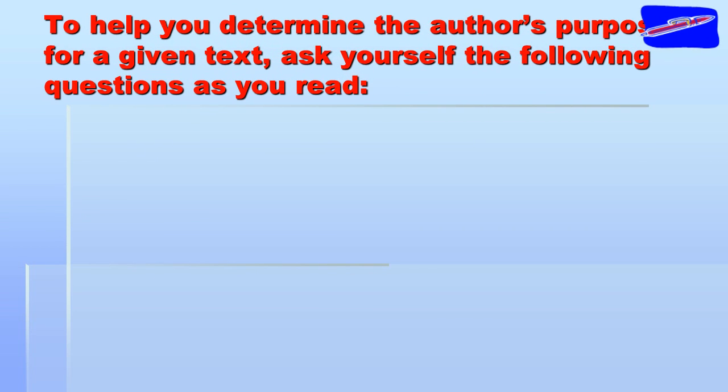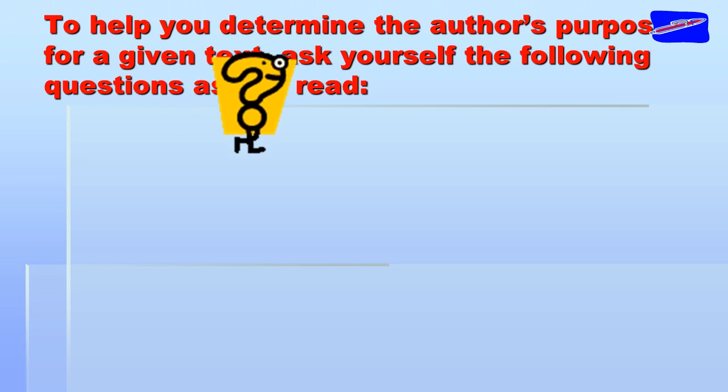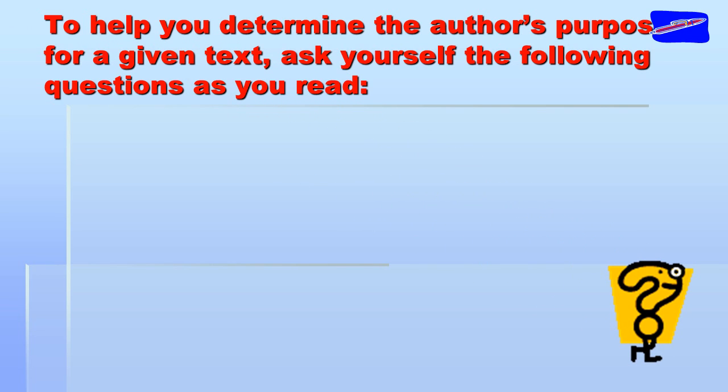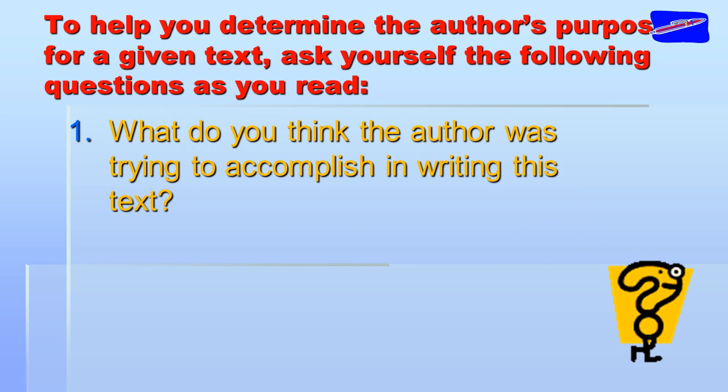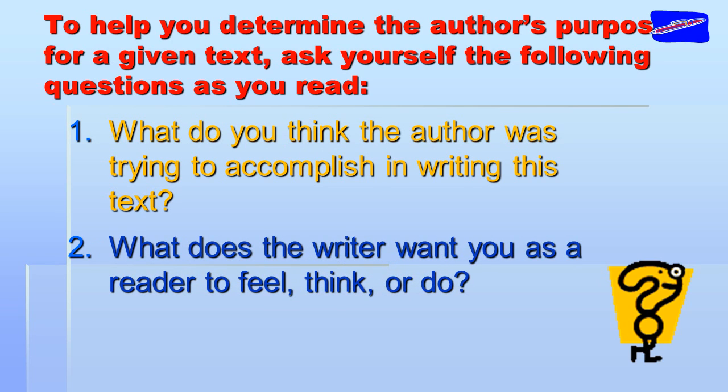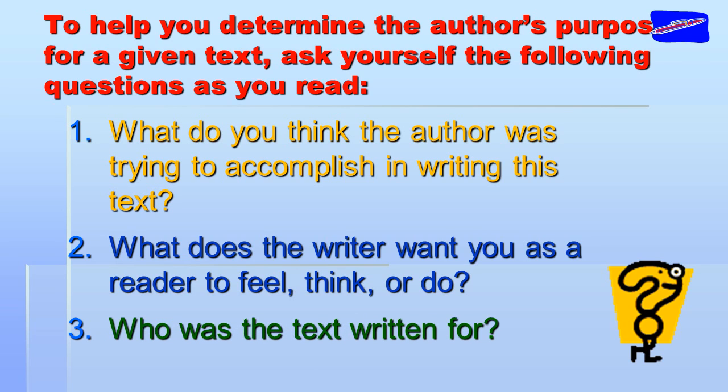Now, to help you determine the author's purpose for a given text, ask yourself the following questions as you read. The first question: what do you think the author was trying to accomplish in writing this text? Question number 2. What does the author want you as a reader to think, feel, or do? And the third question: who was this text written for? Answering these questions can help you figure out what the author's purpose is for something that you're reading.